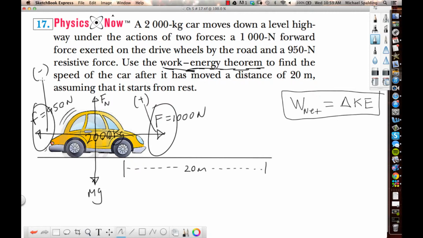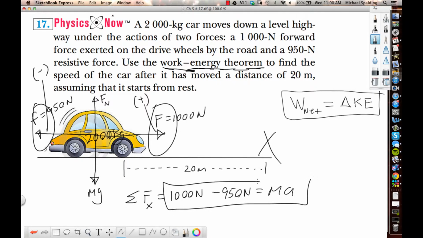Now look, could we figure this question out using last chapter? Yeah, you totally could have. What you could do is sum the forces in the x direction, because the thing they want us to find is, when the car is over here, what's the velocity? How fast is it going? So you sum the forces in the x direction: 1,000 newtons minus 950 equals ma. From there, what could you get? a. And then plug into a kinematic equation, and you're good. Well, are we in chapter 4 here? No. This is chapter 5, so let's do it the new way.